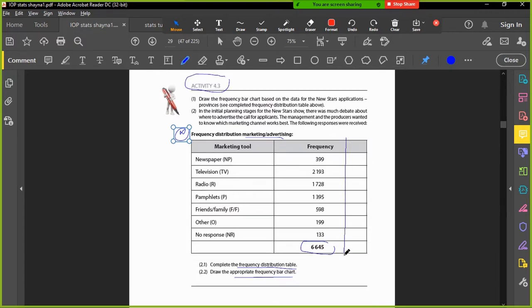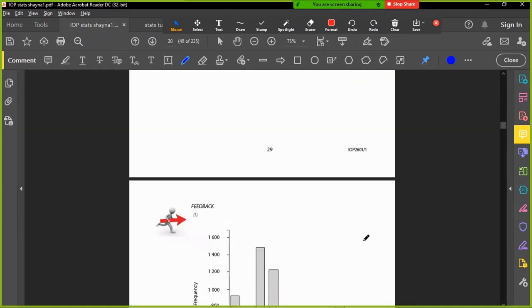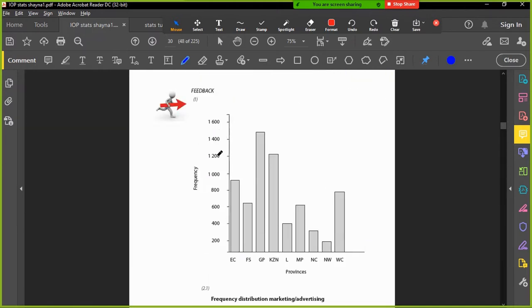If you're looking at the percentage, you could work that out separately. How do you work out the percentage frequency? I divide 399 by 6645 and then multiply by 100. Yes, so you're going to get a percentage for each and every one of those, and they can make up 100 as well. So there are different ways of doing it. You can show percentages in this table, or you can just show those numbers. Here they just want frequency.